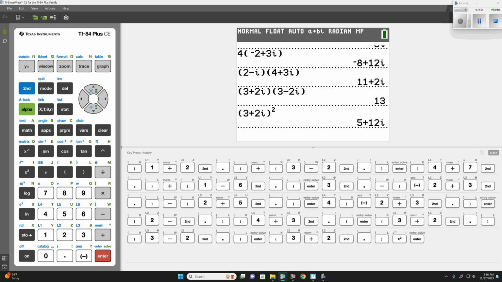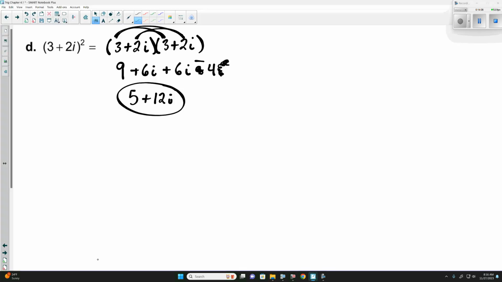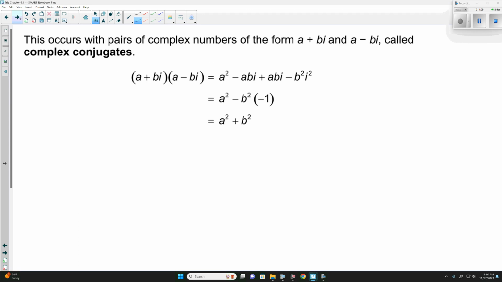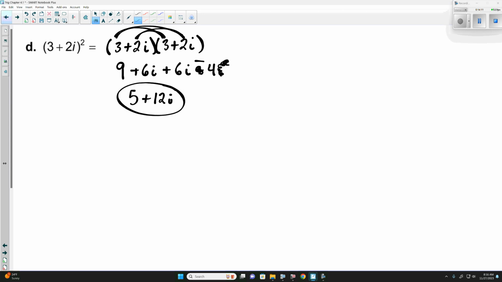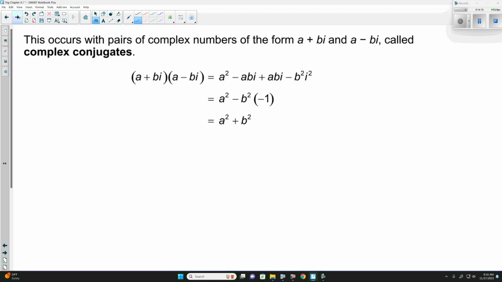Questions on this here? I think we feel pretty comfortable with multiplication, addition, subtraction.